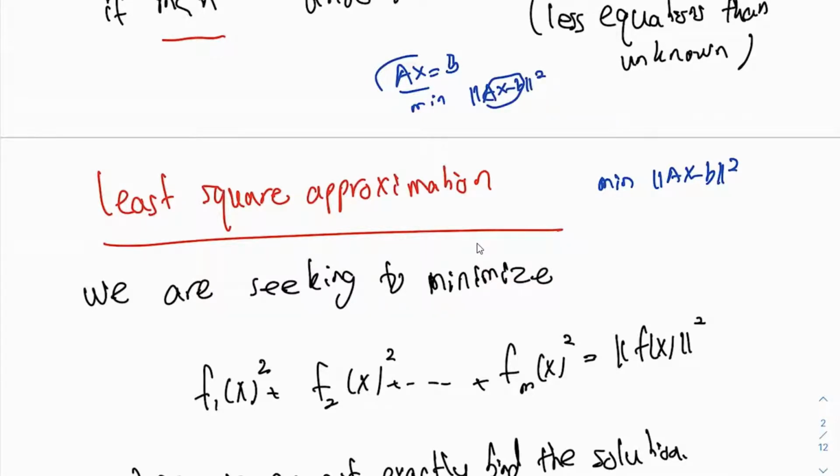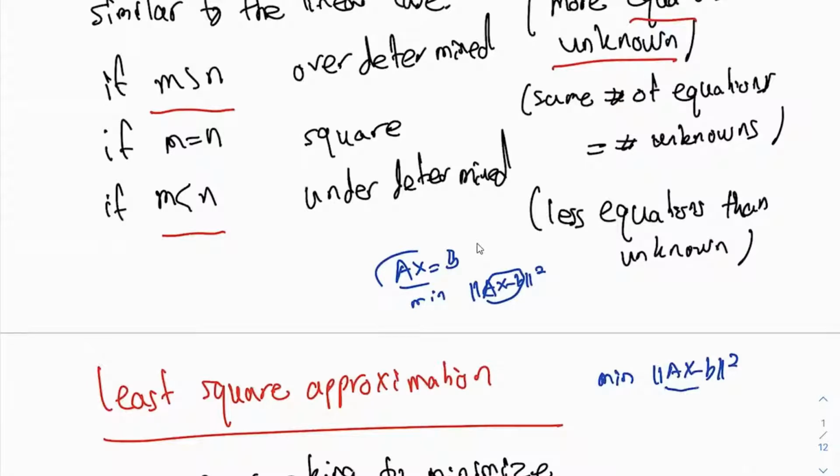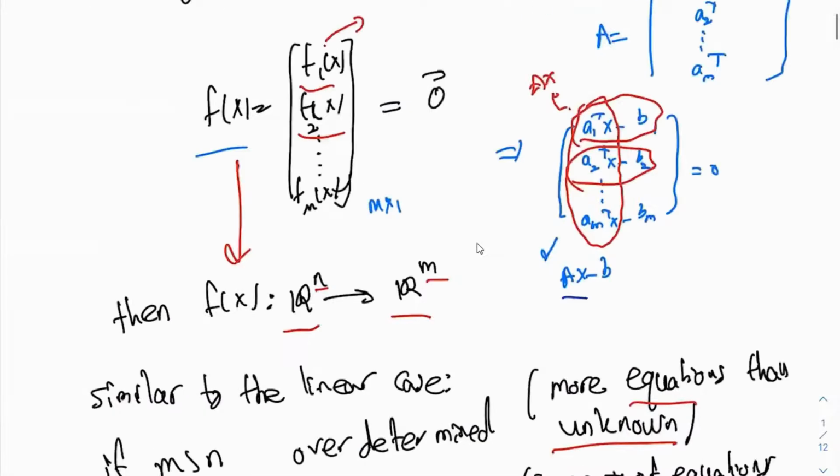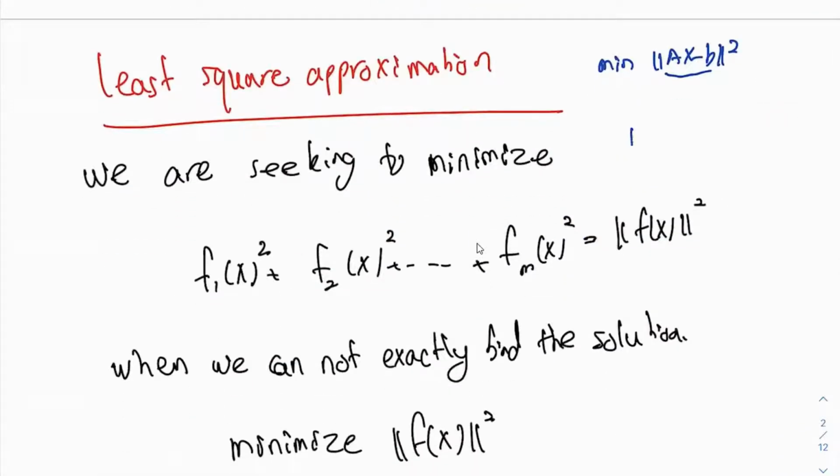I want to do the same thing for the nonlinear case. So what is Ax minus b here? The Ax minus b is f of x. So I want to minimize the norm of f of x squared. That's my goal. Well, what is the norm squared? Remember, f of x is a vector, right? What is the norm?